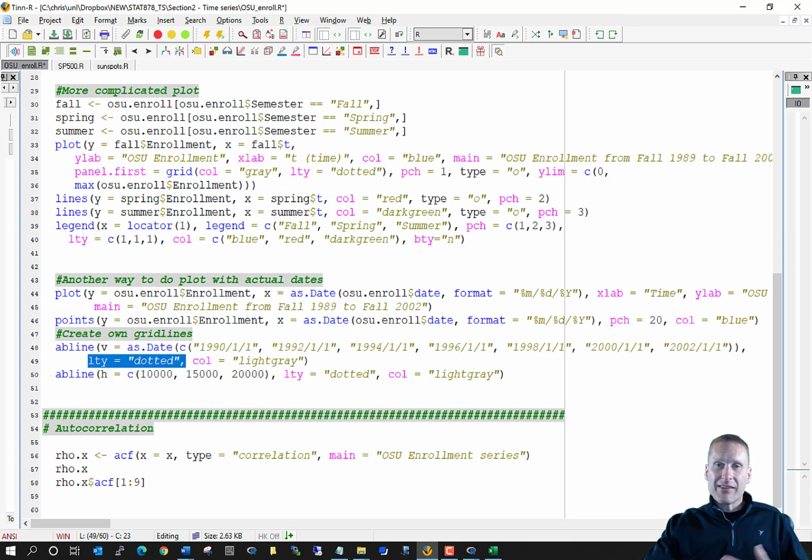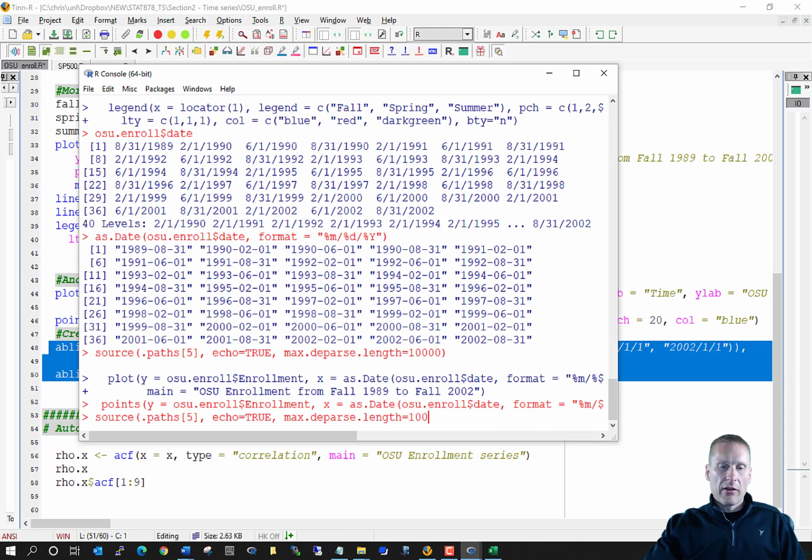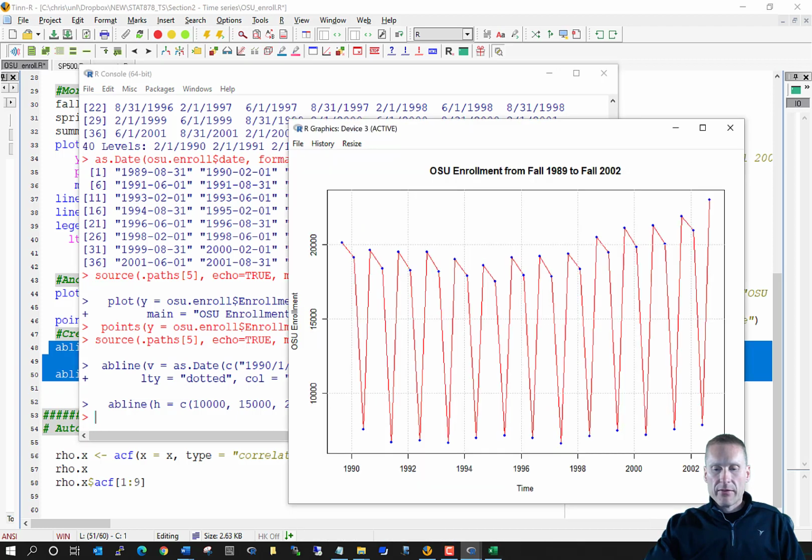I want to use a dotted line type, and I want the color to be light gray. Also, I want to draw horizontal lines as well, corresponding to where the enrollments are on the y-axis, with the same line type and color. So that here now is my finished plot. Now, if I would have used the panel.first argument in the plot function originally, unfortunately the grid lines wouldn't be drawn properly. You can try that yourself just to see that. Okay, so now this is my completed plot.